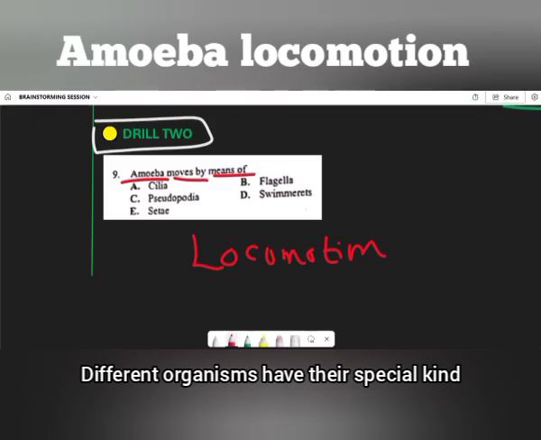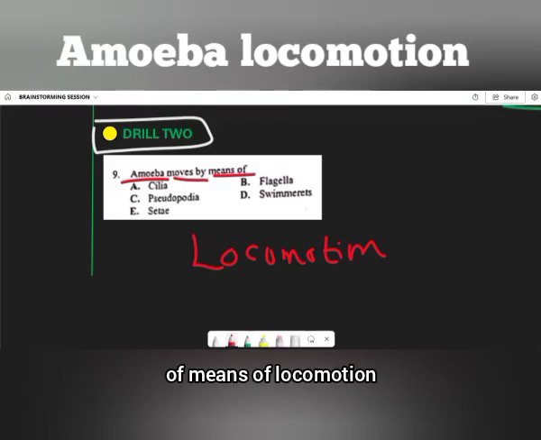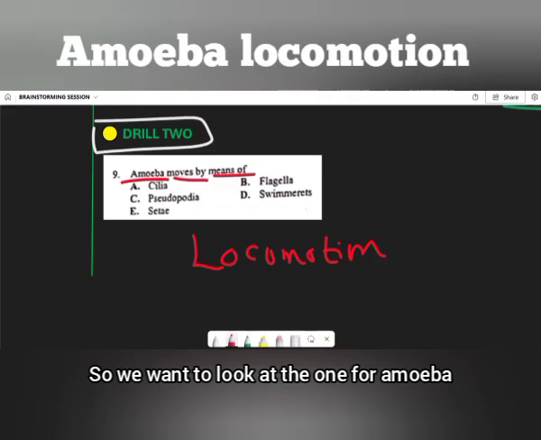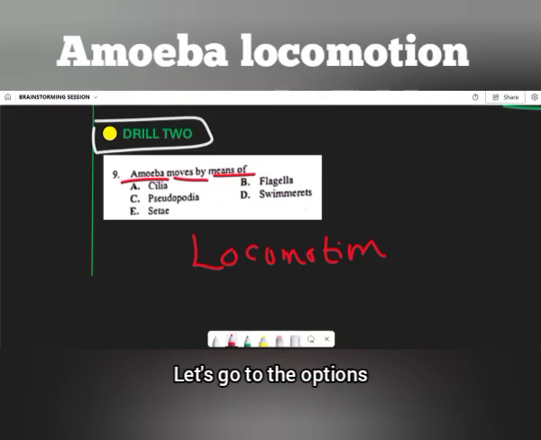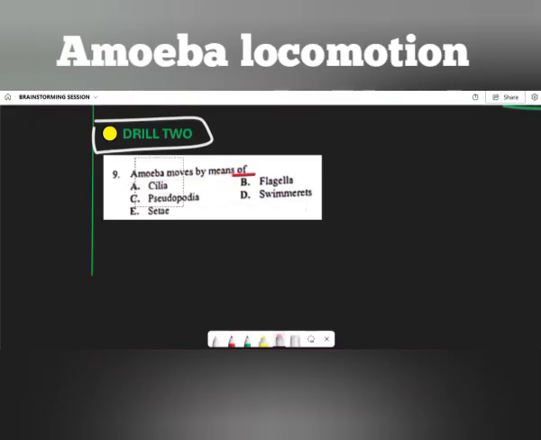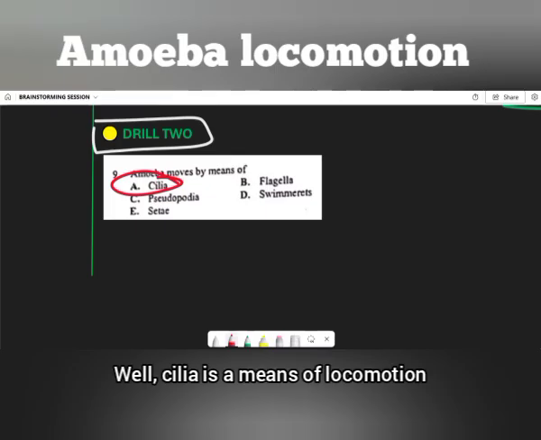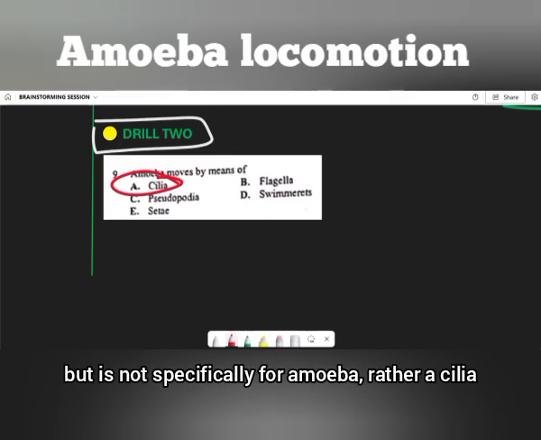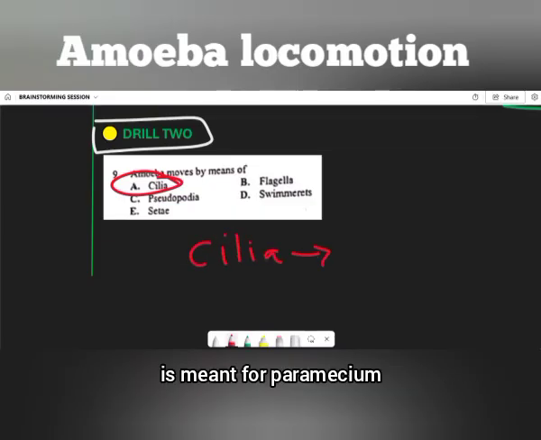Different organisms have their special kind of means of locomotion, so we want to look at the one for amoeba. Let's go to the options. The first option is cilia. Well, cilia is a means of locomotion, but it is not specifically for amoeba. Rather, cilia is meant for paramecium.